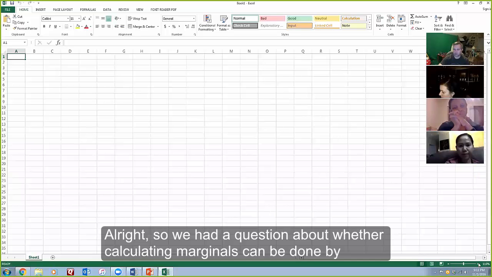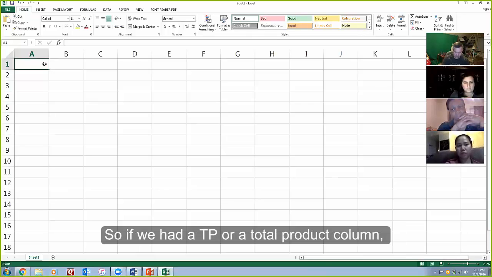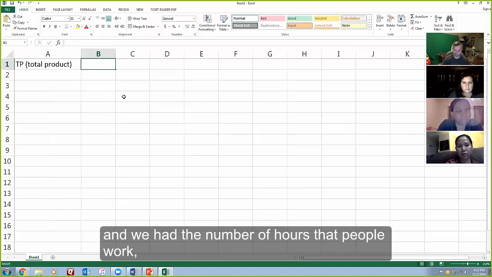Right, so we had a question about whether calculating marginals, like a marginal output or a marginal product, can be done by dividing by the number of hours. Right, okay. So if we had a TP, or a total product column, and we had the number of hours that people work.